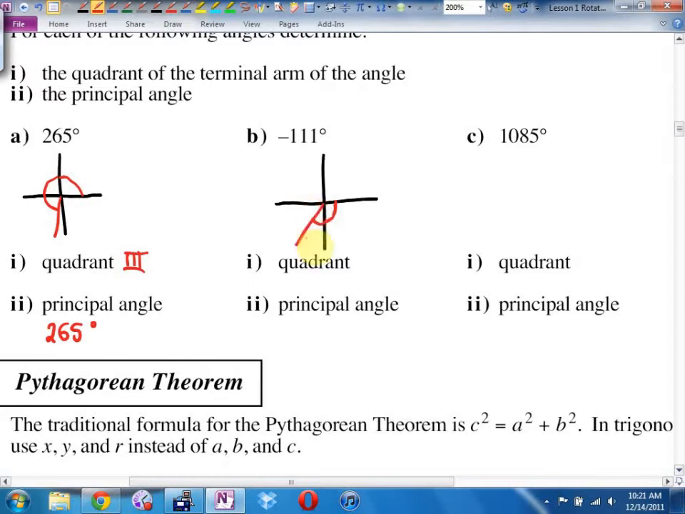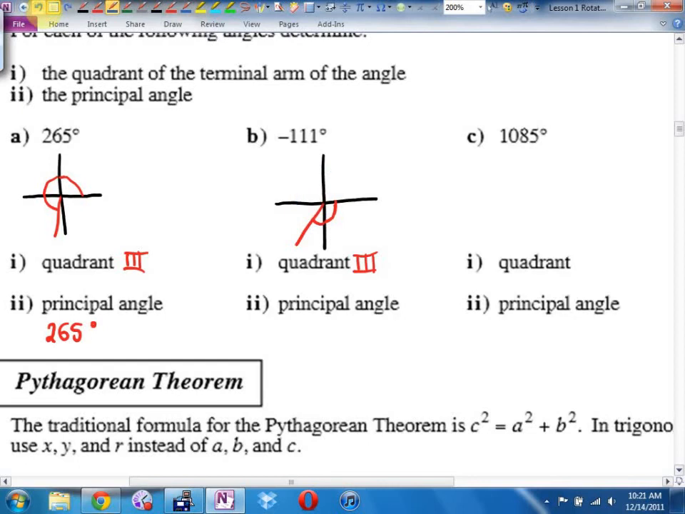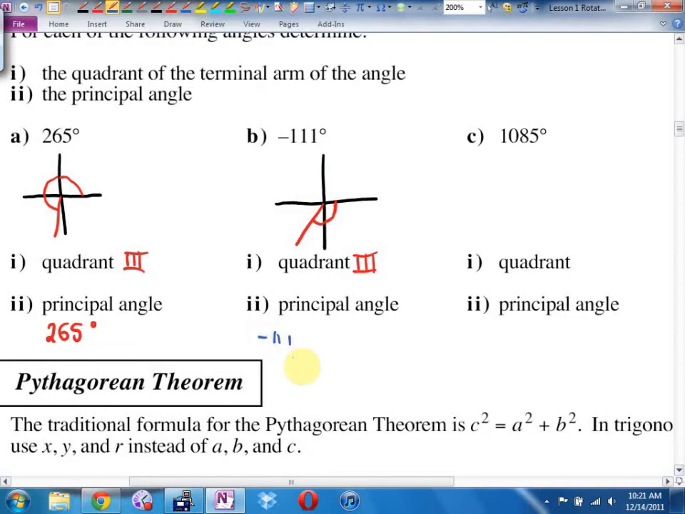Kara, what quadrant? 3. Is negative 111 my principal angle? No, in fact, you know what is? That guy there is my principal angle as a picture. How can I calculate it without drawing the picture if I'm lazy or if I just want to calculate it? It's going to be negative 111 plus 360. Which is what? 249?